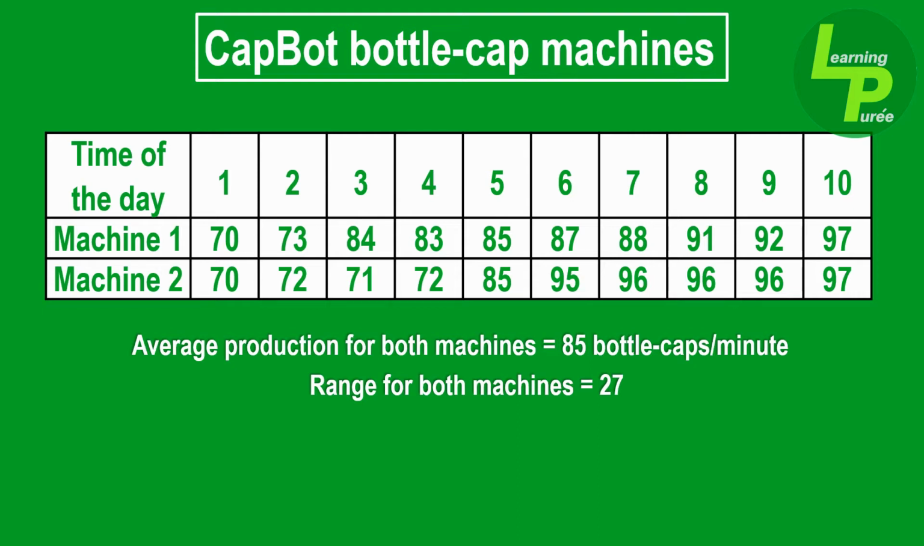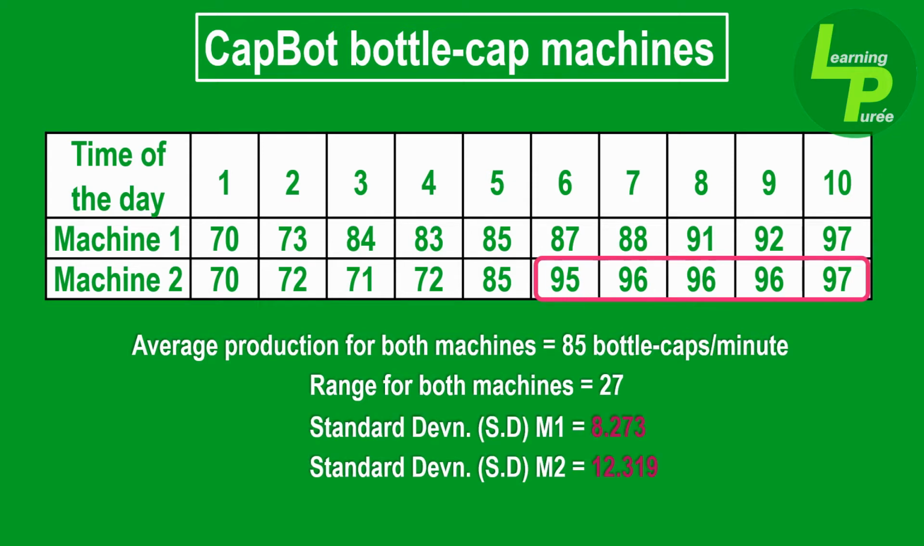Though the arithmetic average and range are the same, he observes that machine 2 had produced more bottle caps per minute in the second half of the day. As he was about to take the decision in favor of machine 2, his production consultant chose to use another measure called the standard deviation.